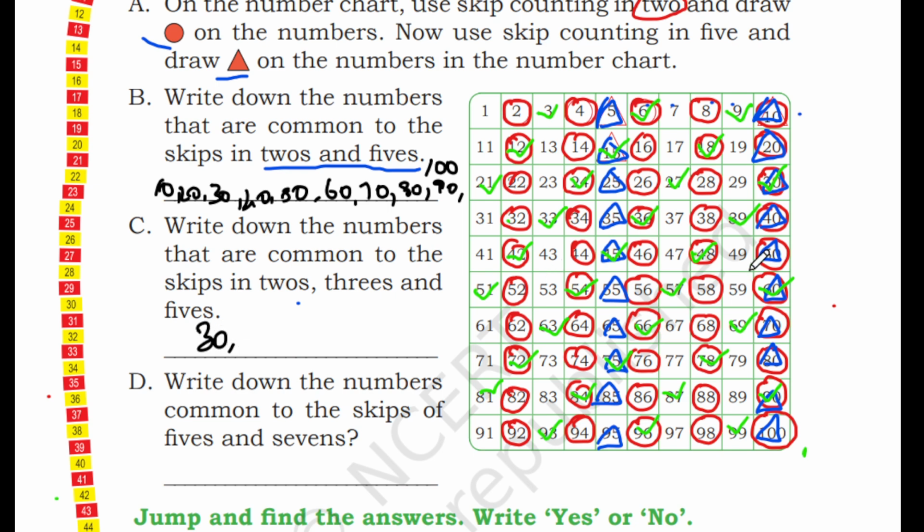And the next number is, in this row there is no common number here, and here number 60. So if you notice the number 60 has circle, square and a tick mark. So all three are there. And in this row it's not there. Here again number 90. So 90 has a circle, a triangle and a tick mark. So we can write number 90. So we have 30, 60 and 90.